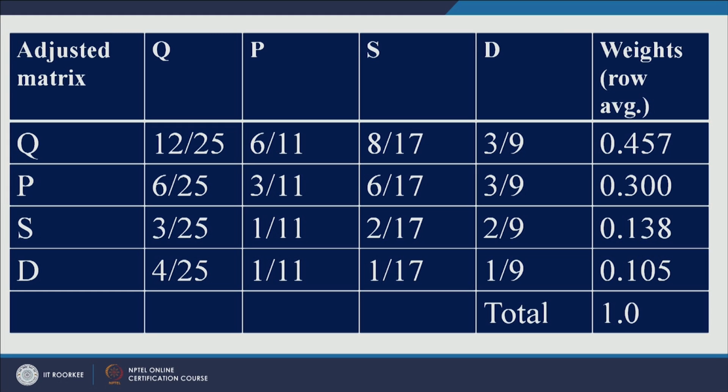So, we will say that out of these 4 criteria, the most important criterion is quality, the second is price, third is service, and fourth is delivery, right. So, what we have done is pair wise comparison amongst different criteria, right. Now, we will go for finding weights of different projects. Let us look at this.